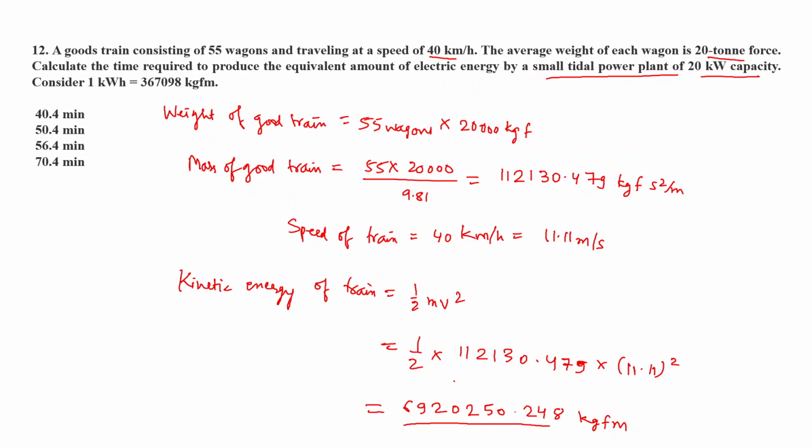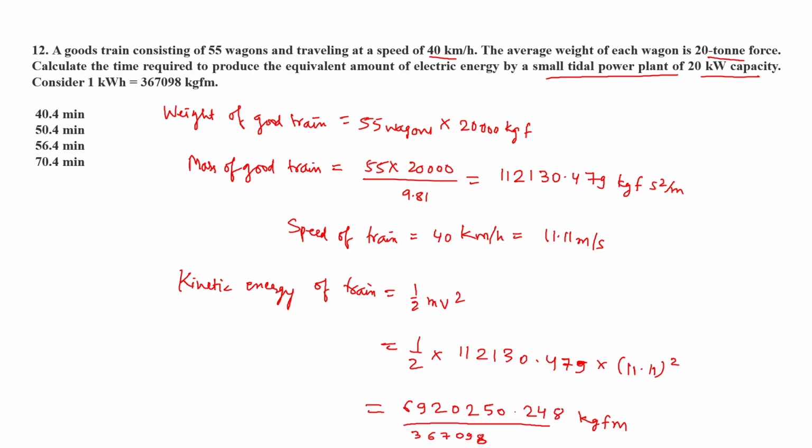Which on dividing, as we can see, the conversion is given as 1 kilowatt hour. On dividing it with this, is it okay? Should I turn the page? Yes, ma'am. It gives us 18.85 kilowatt hour. This is the amount of kinetic energy stored in the train.